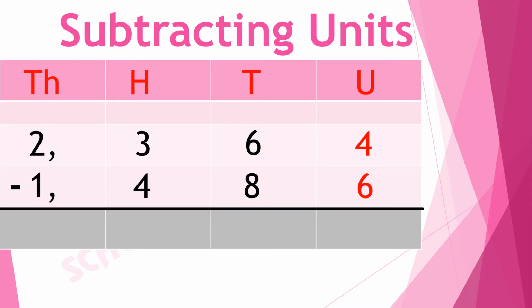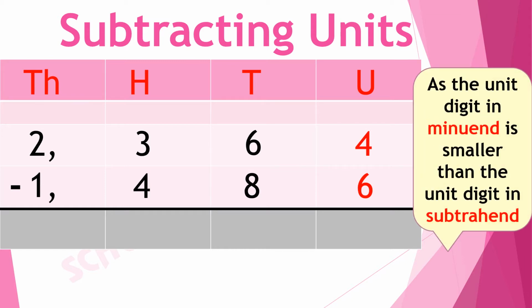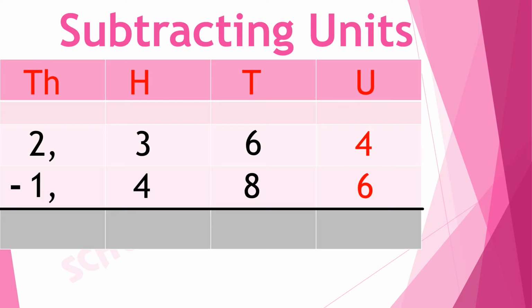Here we will start from the units. First of all, we will subtract units. We have to subtract 6 units out of 4 units, as the unit digit in the minuend is smaller than the unit digit in the subtrahend. 6 is bigger than 4. So what will we do? Can you tell me? Let me tell you.